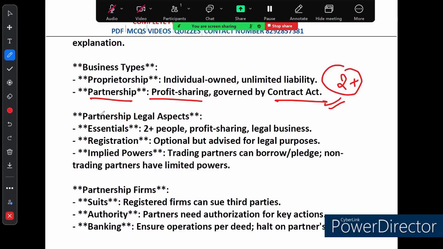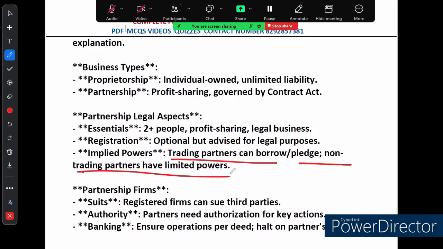Now next thing is regarding the partnership. Partnership essential is that a partnership is when 2 or more people come together to run a business and share the profit. Next thing is registration. Registering a partnership is not required, it is optional, but it is a good idea for legal protection. Next thing is implied power. Trading partner can borrow money or pledge asset, but non-trading partner have more limited power. Remember the difference.